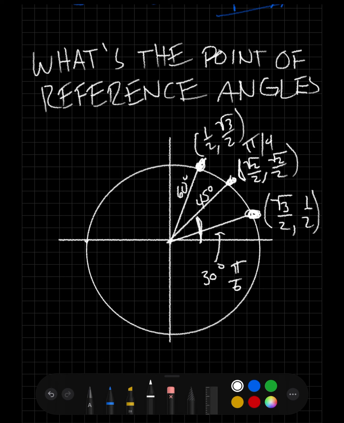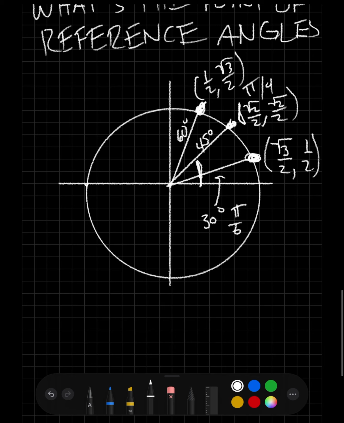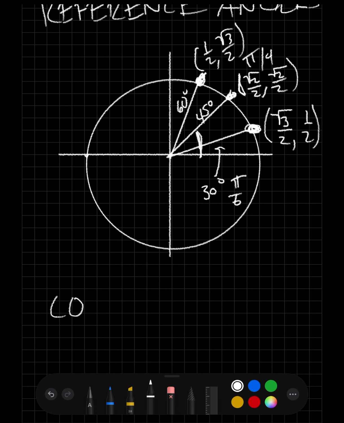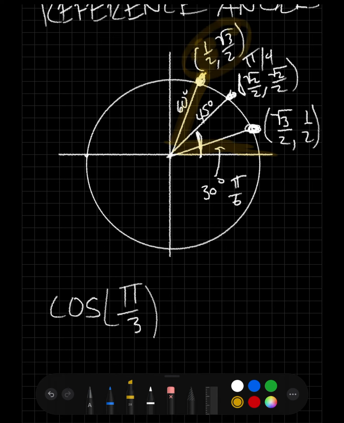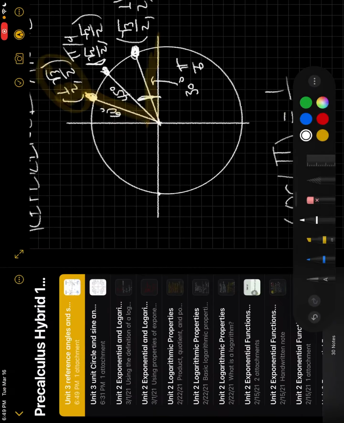If you remember from the last video, these coordinates are actually important. They can tell us sine and cosine, and those are some things we're interested in. So if I asked you, for example, what's the cosine of pi over 3? Well, you would look at our angle, pi over 3, which is 60 degrees. Cosine is like the x value of this point. So the cosine will be 1/2. And that's how you can find the cosine of pi over 3.